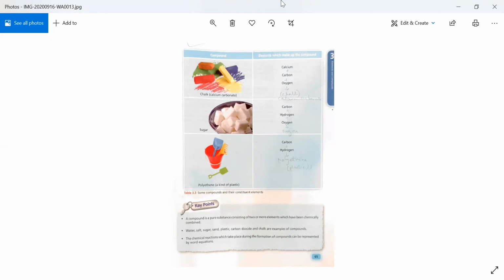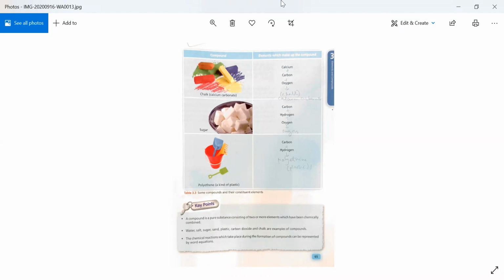Then we have sugar. Sugar is also made of three elements, which is carbon, hydrogen, and oxygen. When we add these three elements, they form sugar. Then we have polythene, which is a kind of plastic which we use to make some plastic materials. And when we add carbon with oxygen, it will make what? It will make the compound polythene, okay, which is a kind of plastic.